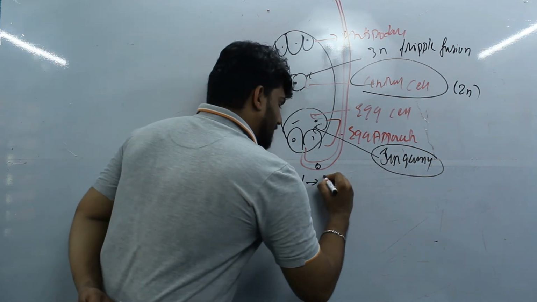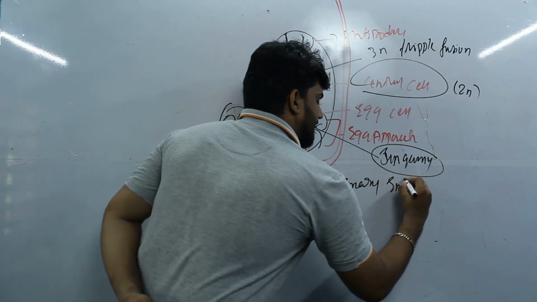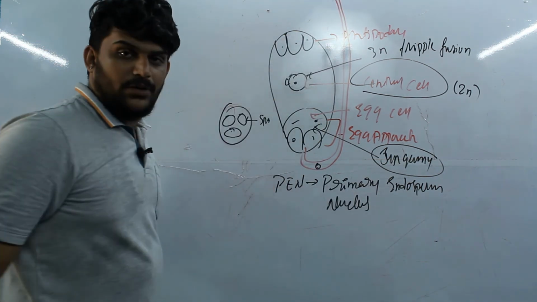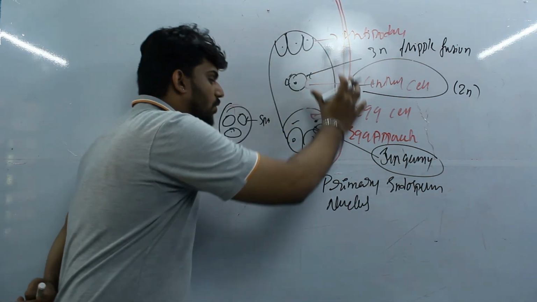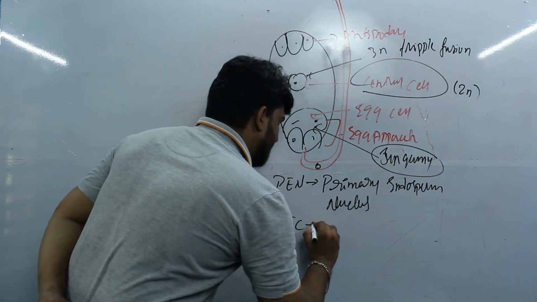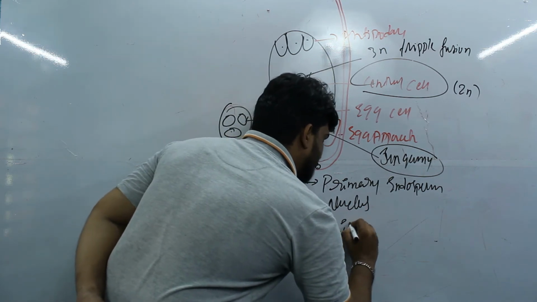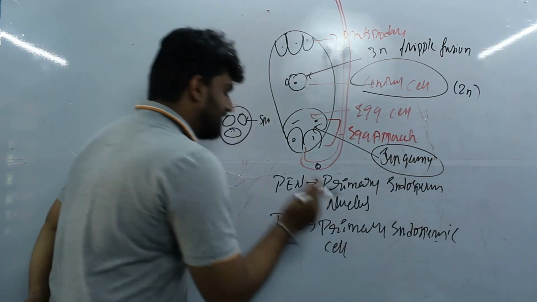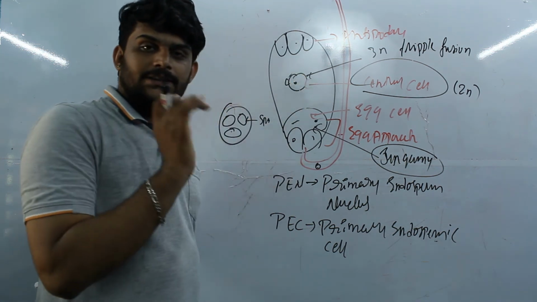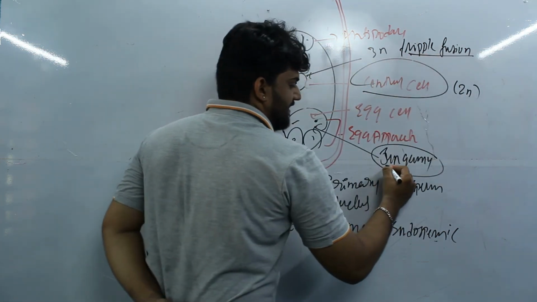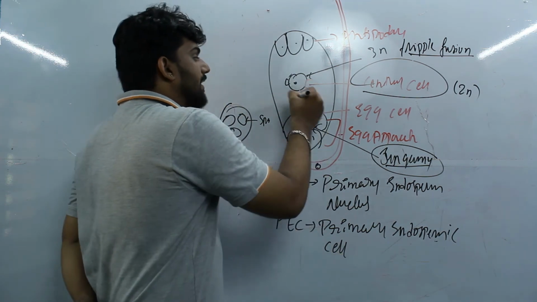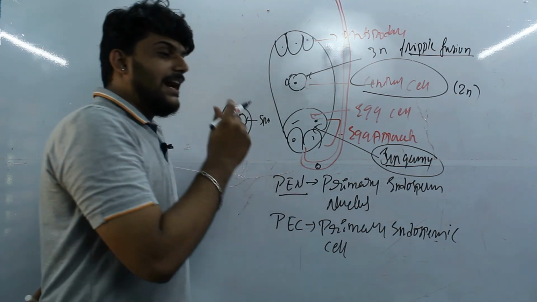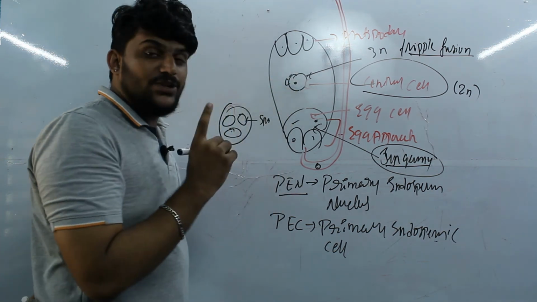PEN stands for primary endosperm nucleus. PEN is formed with the help of triple fusion, and now the whole embryo sac is known as the primary endospermic cell. Why is it known as the primary endospermic cell? Can you tell me? Yes, because now two different kinds of fusion have happened. One is triple fusion, and the other is normal fertilization, which is known as syngamy. One extra cell, PEN, has been generated, and that PEN will lead to the endosperm in the future.